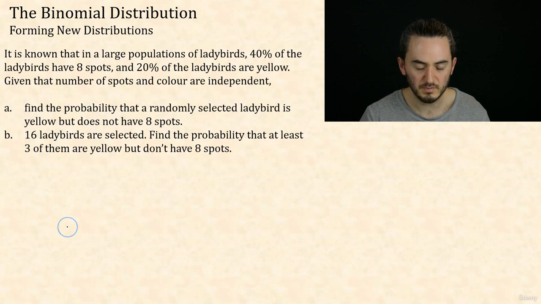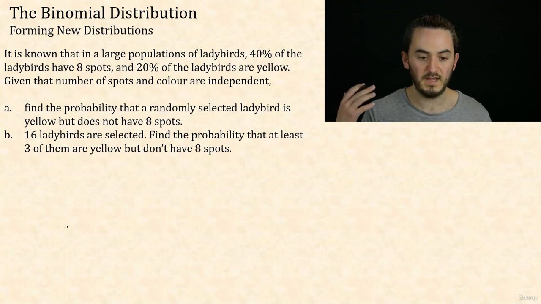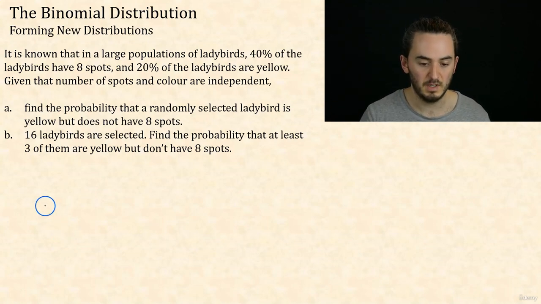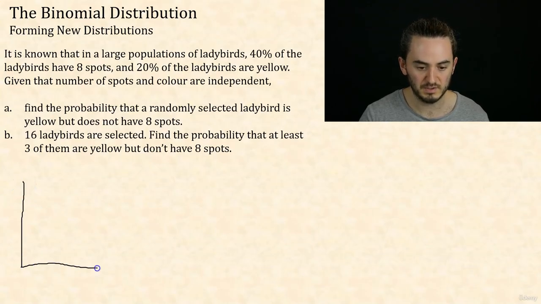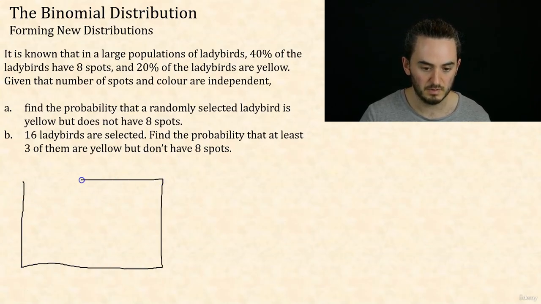Alright, so since we've got these two categories here, whether they have 8 spots or not and whether they're yellow, we should set up a Venn diagram. That seems like the perfect tool for us to use here. So I'll draw my Venn diagram.